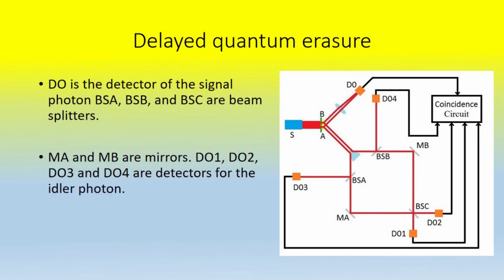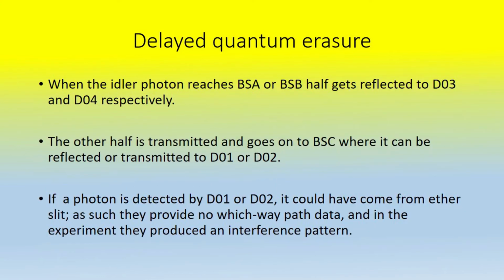D0 is the detector of the signal photon. BSA, BSB, and BSC are beam splitters. MA and MB are mirrors, and D1, D2, D3, and D4 are detectors for the idler photon. When the idler photon reaches BSA or BSB, half gets reflected to D3 and D4 respectively. The other half is transmitted and goes to BSC, where it can be reflected or transmitted to D1 or D2.